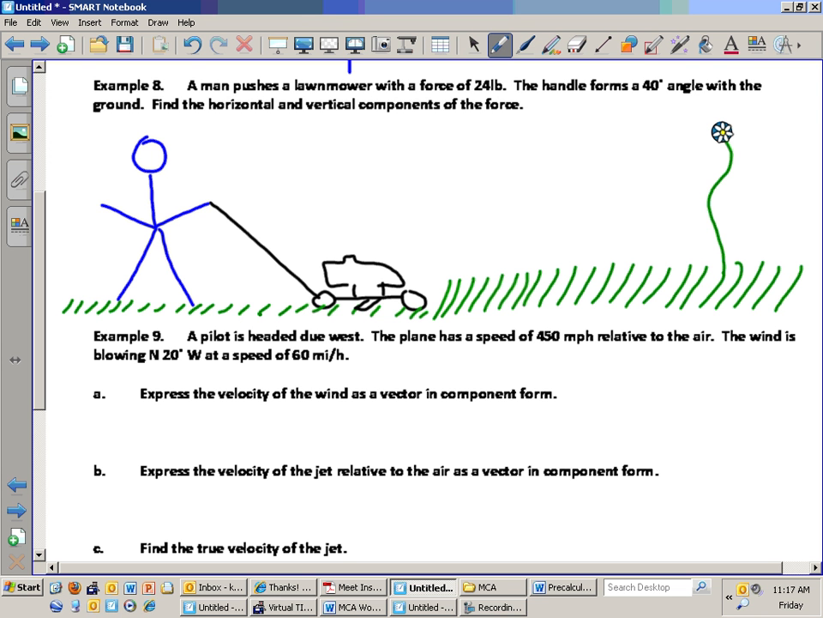So, a man pushes a lawnmower with a force of 24 pounds, and that can be represented as a vector. So he's pushing this handle with a force of 24 pounds. So we're going to call this 24. That is a vector. He's pushing in this direction.